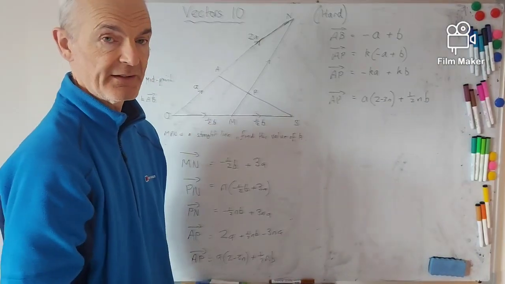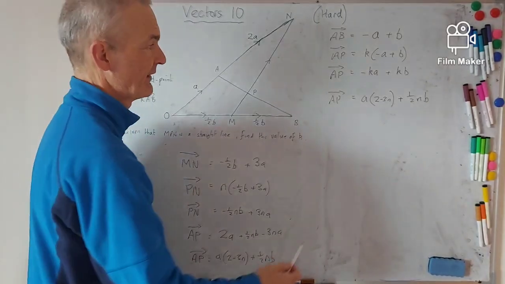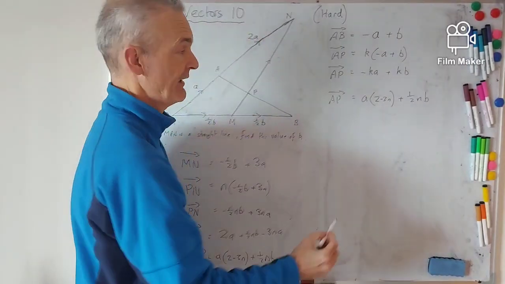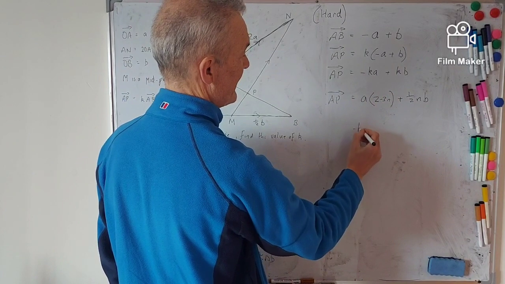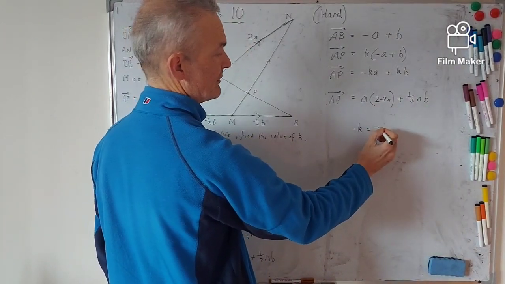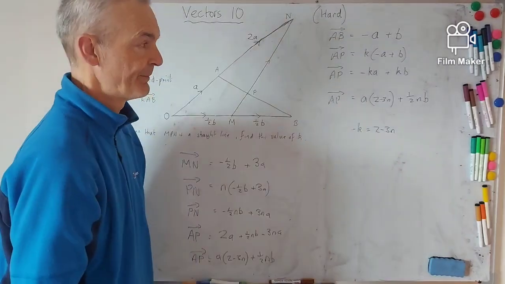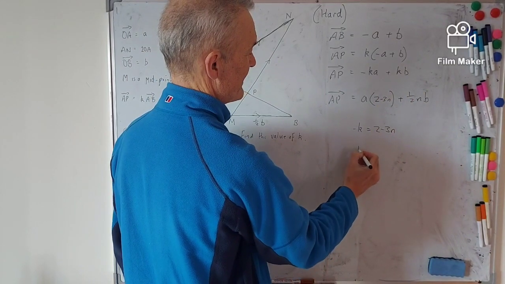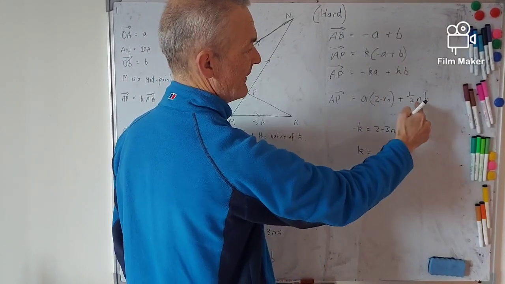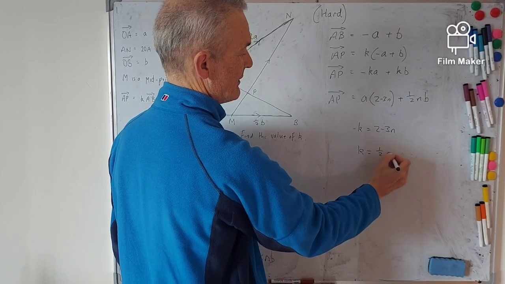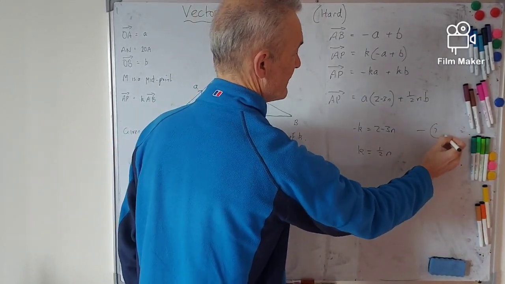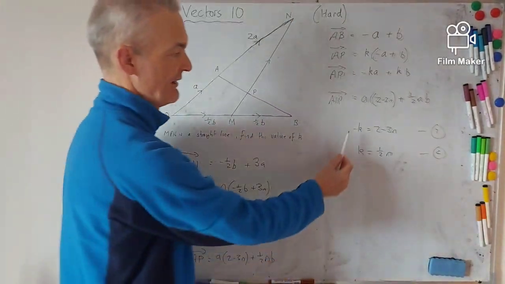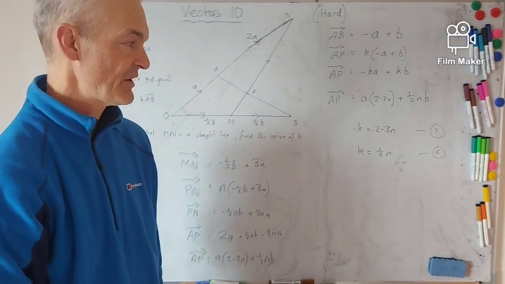So we found it in 2 different ways. Now we should be able to compare coefficients. So this coefficient of A should equal this coefficient of A. So we can say minus K should equal this, like so, and we can say the same thing with the coefficient of B. So this coefficient here, K, should equal this coefficient here, half n. So these are our 2 simultaneous equations, here and here, where we've compared coefficients.